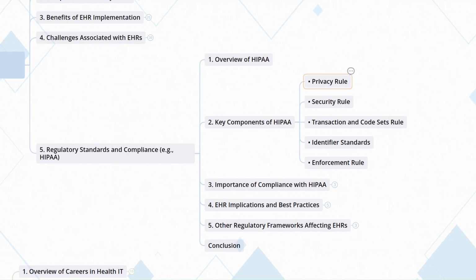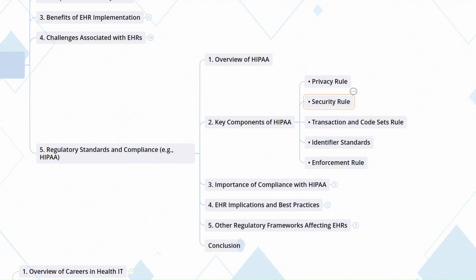This rule protects the privacy of individually identifiable health information, also known as protected health information and referred to as PHI. It establishes guidelines for how healthcare providers, insurers, and their business associates can use and disclose PHI, ensuring that patients maintain control over their information.